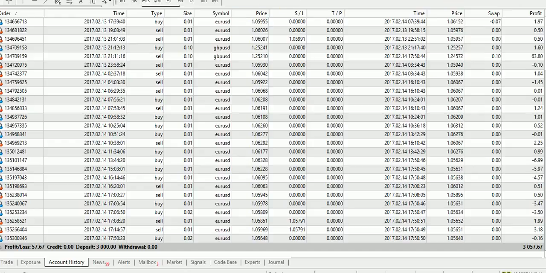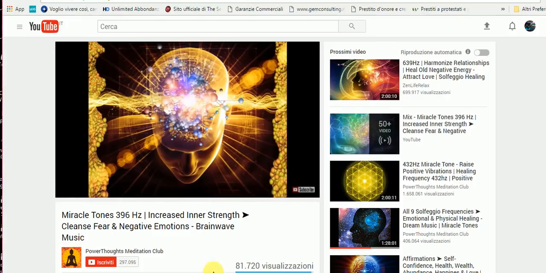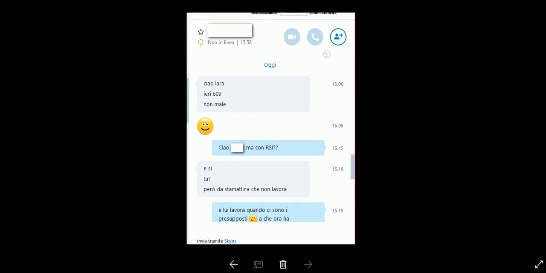So I wanted to show you one thing now. By the way, where is it? Okay, I understand this is an Italian chat. I usually do not show my client conversations, but for privacy purposes, I hide the name. He tells me that he made $609 yesterday with this strategy, and his account is $2,000.